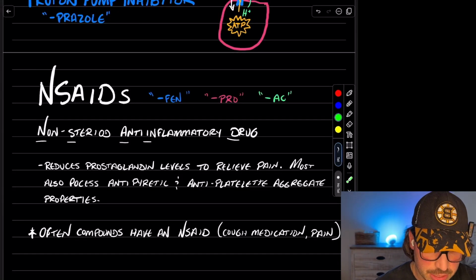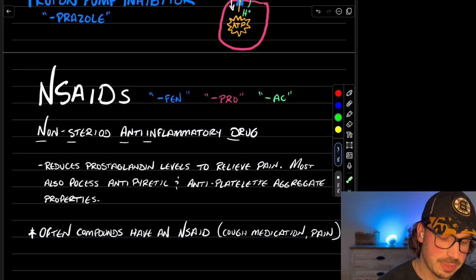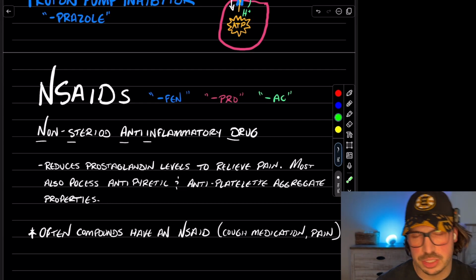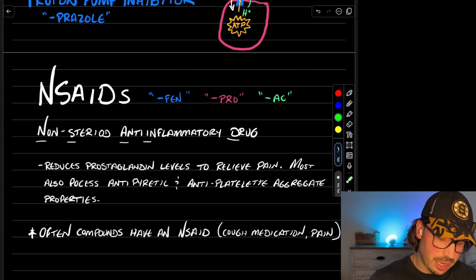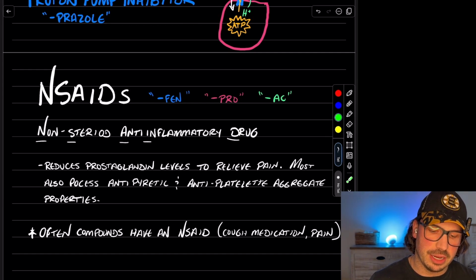So our next one here is our NSAIDs. Hopefully everyone's comfortable or at least has started looking at the list of these medications. These are your non-steroidal anti-inflammatory drugs. These are important when you look at giving analgesia medications. It's a contraindication if they've taken an NSAID in the past 6 hours.